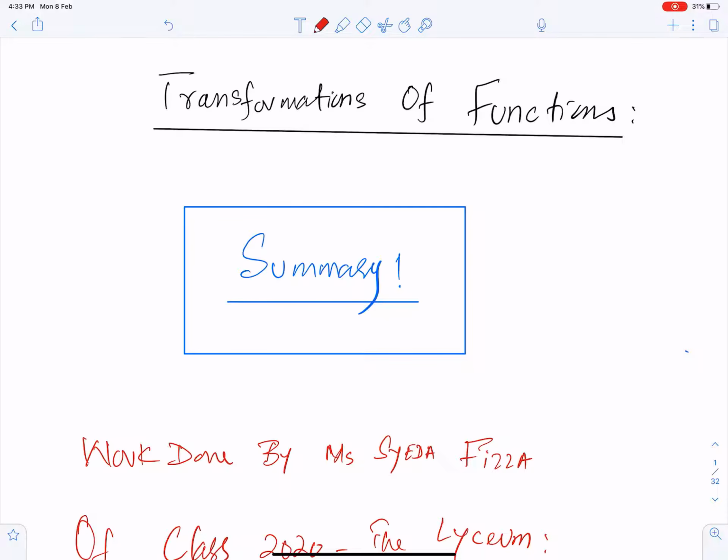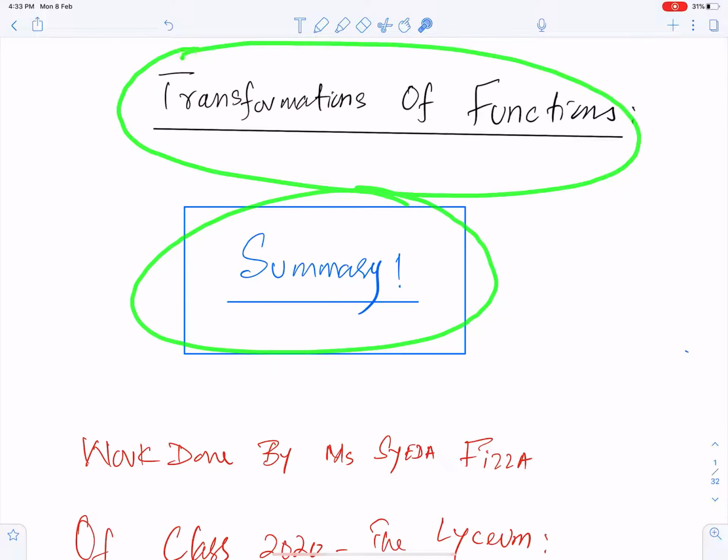Ameen. Alhamdulillahi rabbil alameen. The topic of this lecture is summary of transformation of functions.